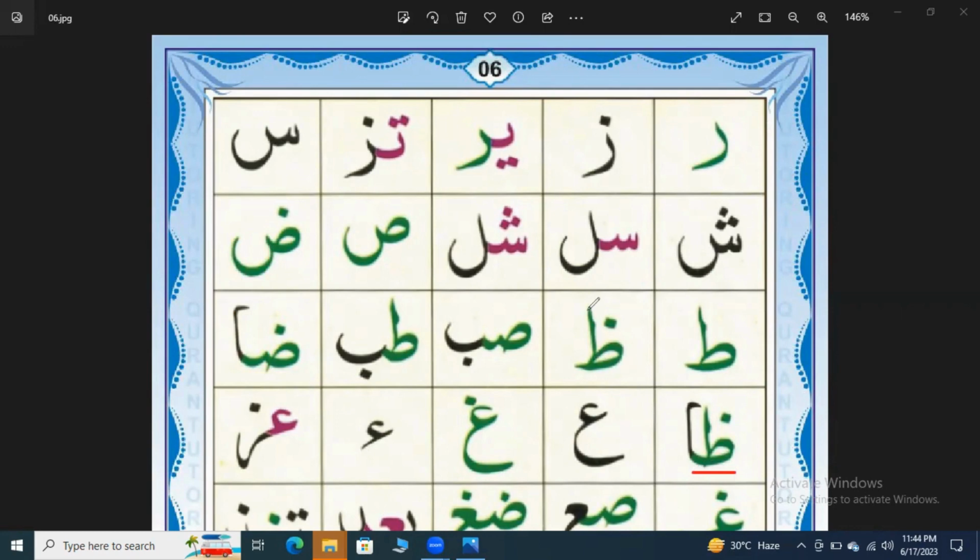This va is taken and written here. This one is va, and this one is alif. If I try to write the same alif here with this va, you will see that these both letters will look the same, like this. Look at this one. So it is va and this one is alif. Same is here. This one is va and this one is alif.